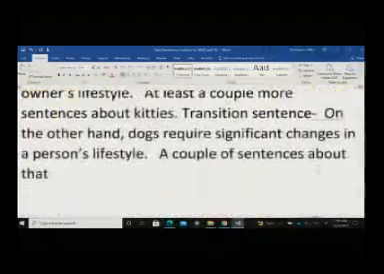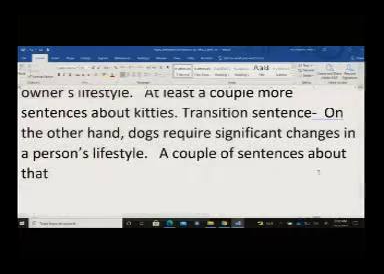A couple of sentences about that. What all do you have to start doing when you have a dog? Well, they have to be let out during the day, unless you have a dog sitter. Because if you don't, they'll do whatever they need to do in your house, okay? And they also just need to get outside.